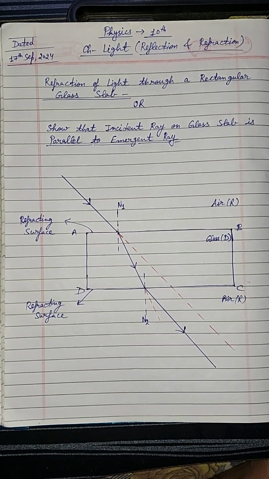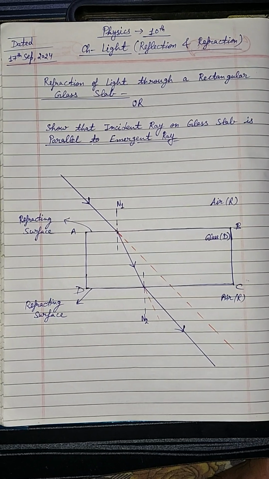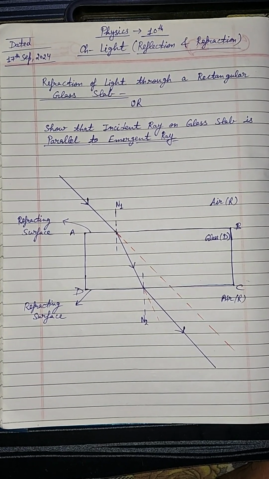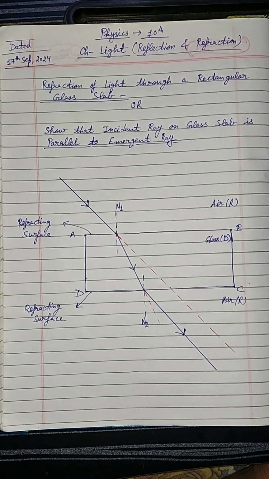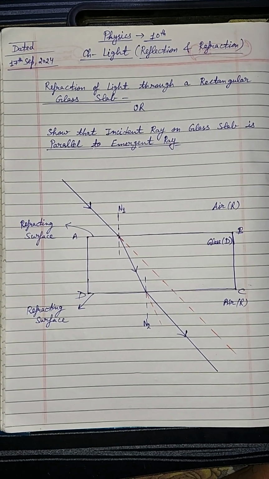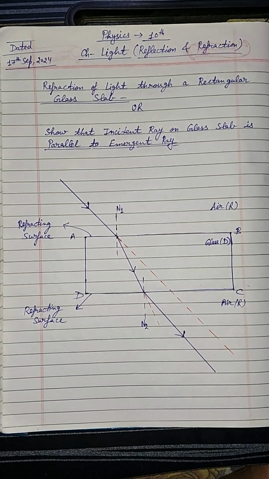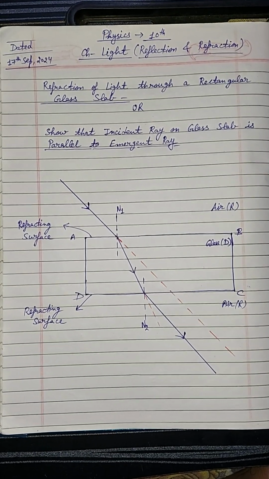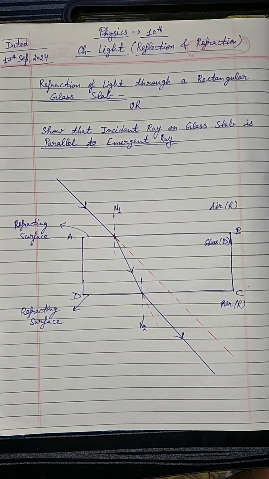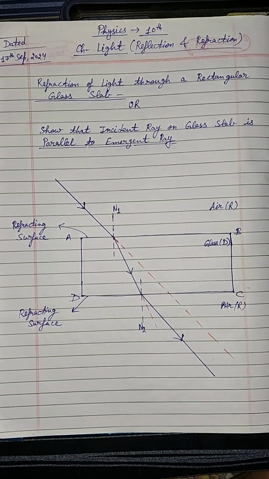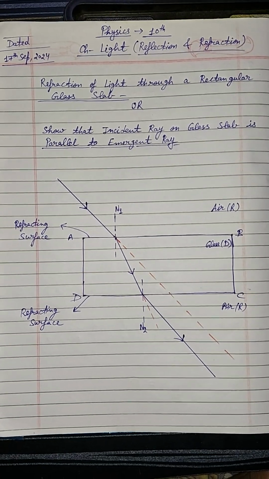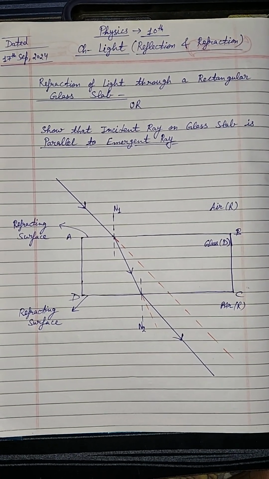Another name for the same topic is "show that the incident ray on the glass slab is parallel to the emergent ray", which means the board exam asks a similar topic in two or three different ways. The two different ways in which the CBSE board asks this topic are given here.